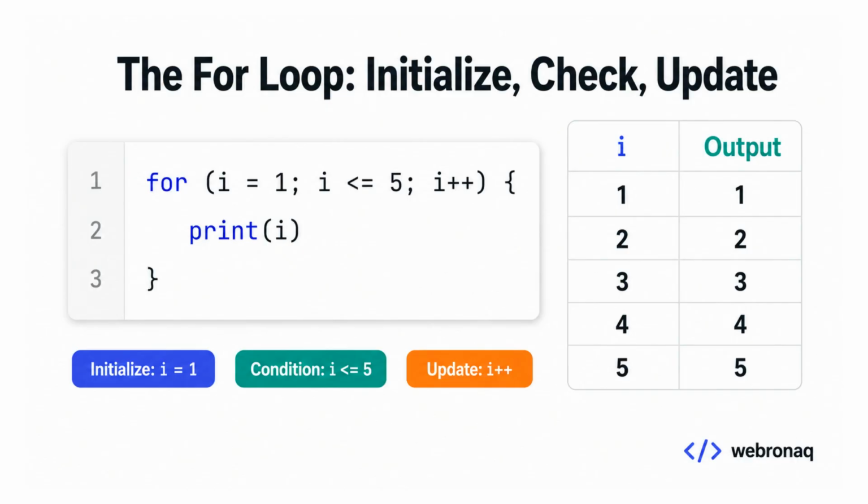After the block finishes, the update fires, i increment, which adds 1 to i. Then the condition is checked again. So i goes 1, 2, 3, 4, 5. The block runs 5 times, printing each value. When i reaches 6, the condition is false, and the loop exits. Clean, predictable, and easy to read at a glance. Next, let's meet a loop that works a little differently.